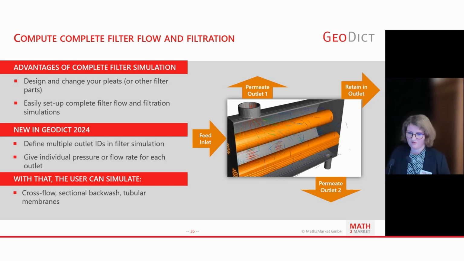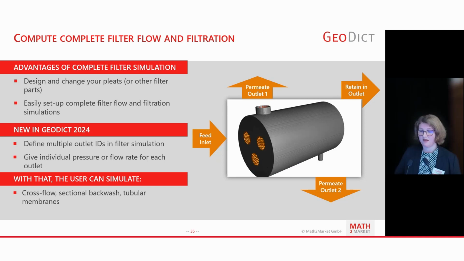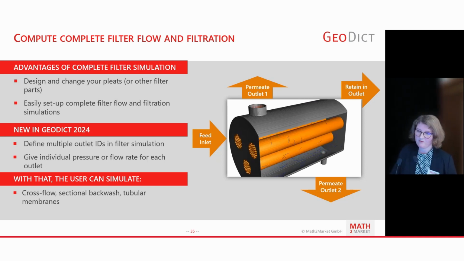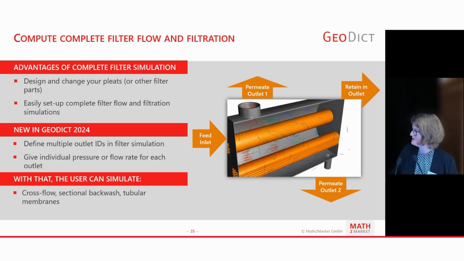And in Geodik 2024, complete filter simulations are possible with multiple outlets where pressure or flow rate can be specified individually. And that allows to simulate, for example, cross-flow filtration, sectional backwash, and tubular membrane filters. And a tubular membrane filter is exactly what you can see in this video on the right side.